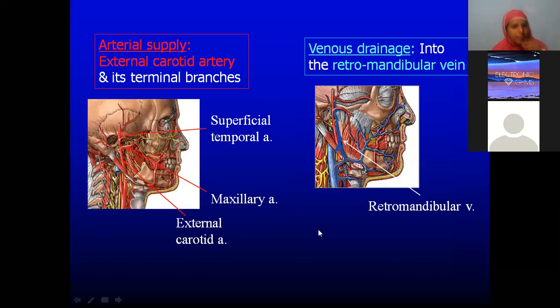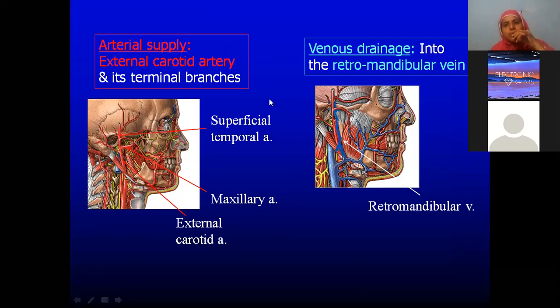Coming to the blood supply, whatever blood vessels we have seen just now passing through the parotid gland, all those structures, all those branches are supplying the parotid gland. So what are the branches we saw? The superficial temporal artery, maxillary artery, okay. Those are the branches of the external carotid.